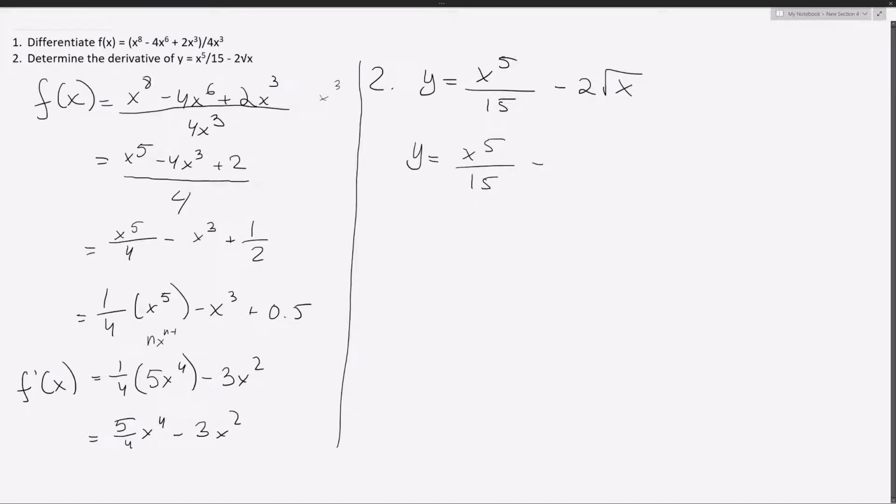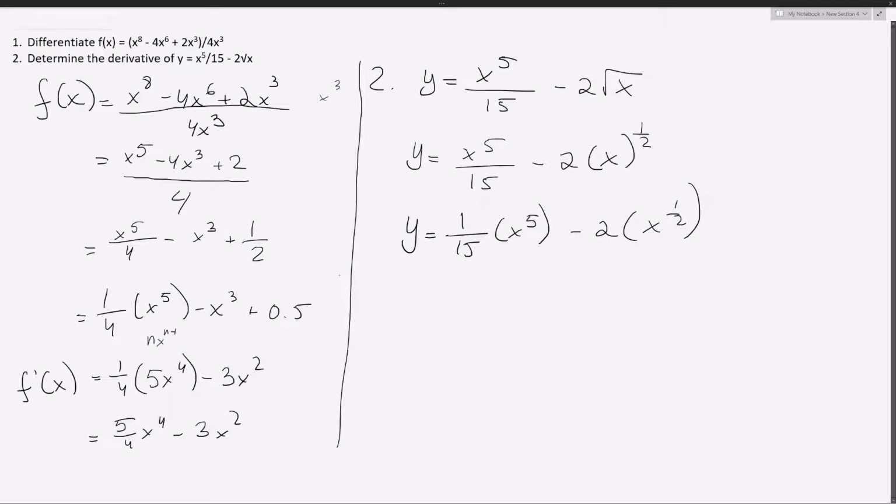But here we need to recognize that the square root of x is the same as x to the power of 1 over 2. And in doing this, we can apply the power rule later on. So now let's write out all of the parts that we can see. Here is the constant multiplied by our function, minus 2, again a constant multiplied by a function.